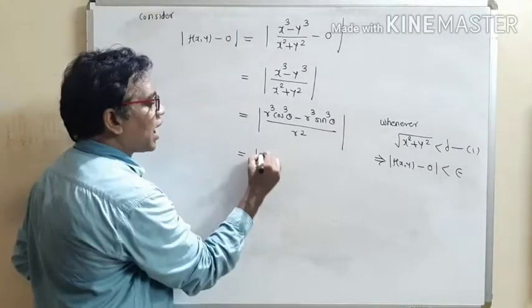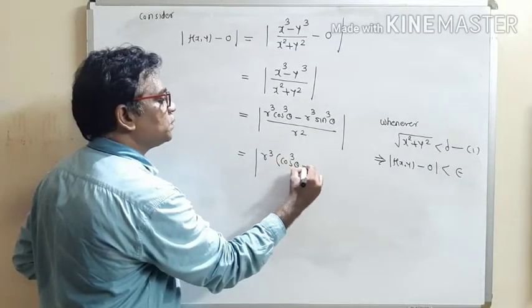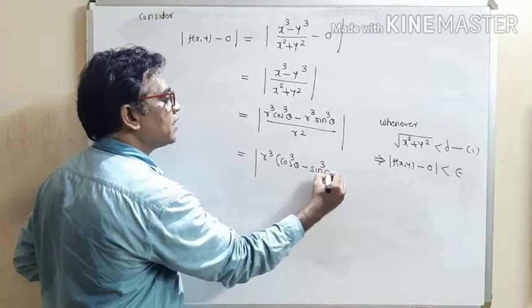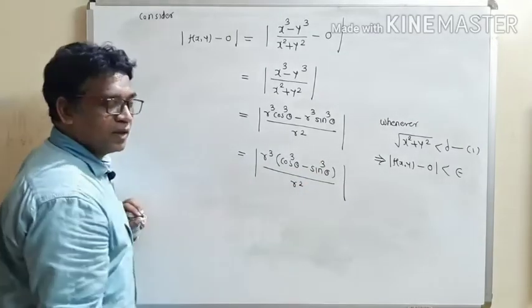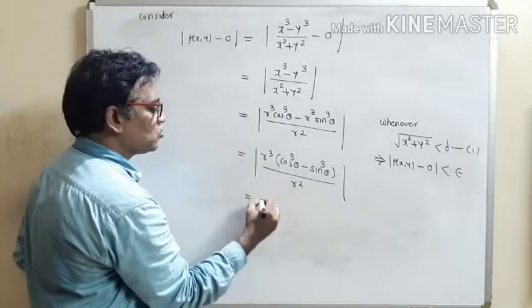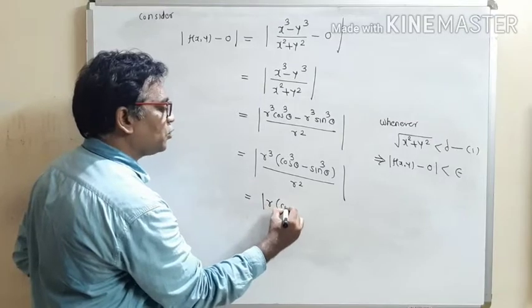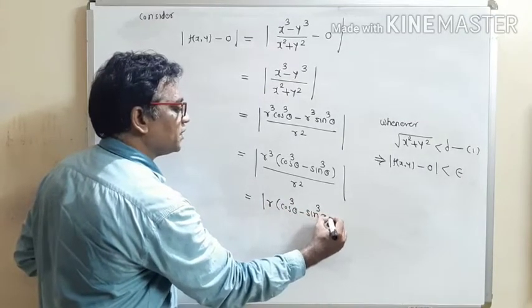Now take out r cube common into bracket: cos cube theta minus sin cube theta, divided by r square. Cancel r square from numerator and denominator. So what is the remaining term? This is r into bracket cos cube theta minus sin cube theta.